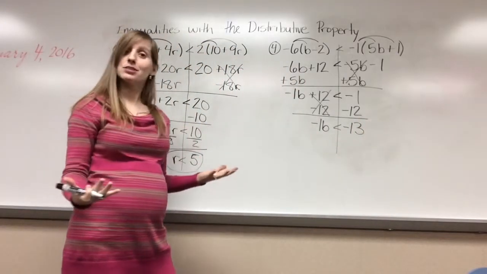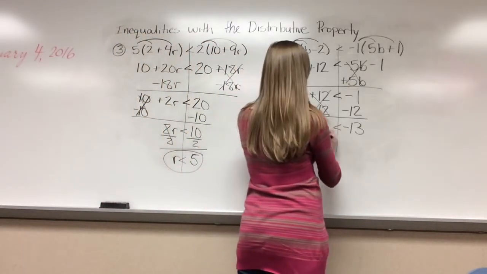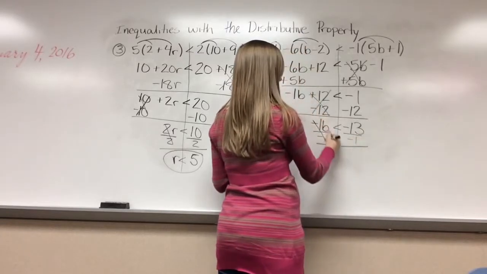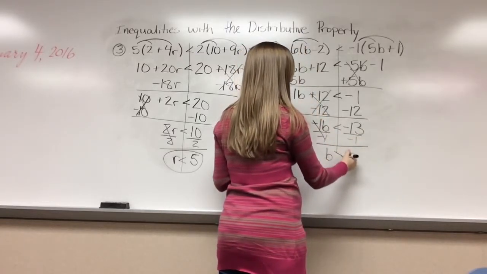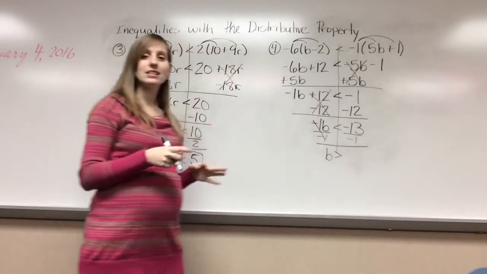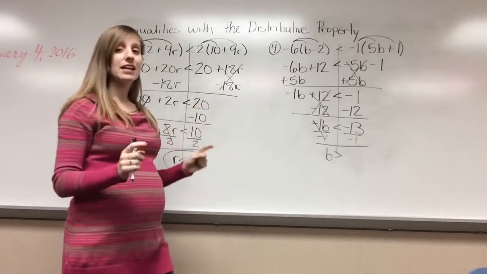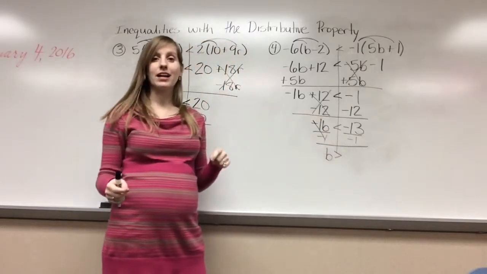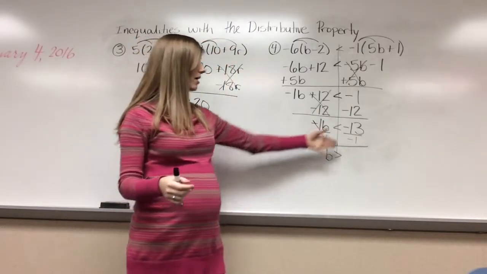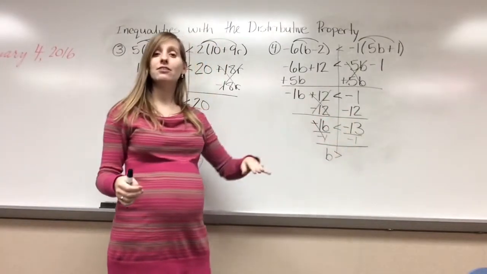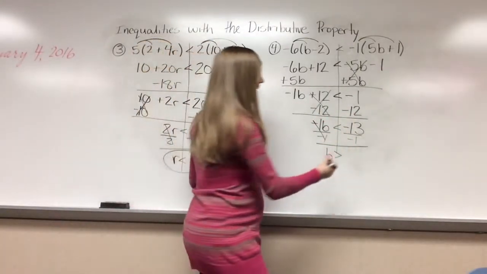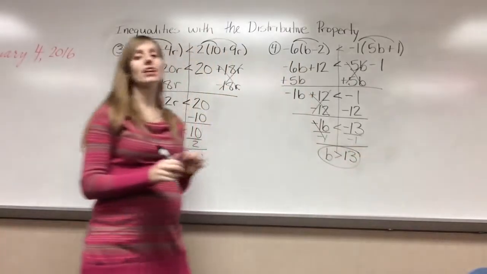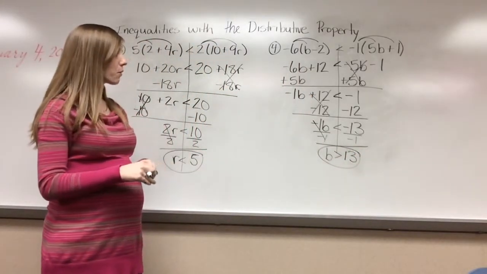And then our last step is to divide by that negative 1. So I'll divide both sides by negative 1. They cancel, and I get b is greater than. Now I flipped the inequality sign this time because I divided both sides by a negative 1. So because both sides were divided by a negative amount, I flip the inequality, and then I do my division. Negative 13 divided by negative 1 is positive 13. So b is greater than 13 is my solution for number 4.